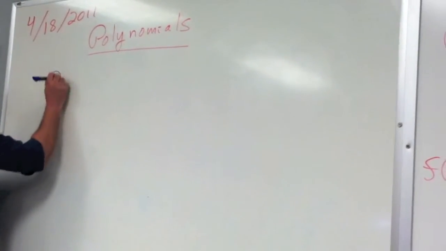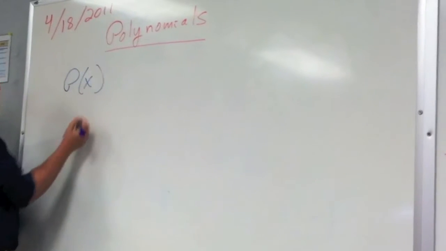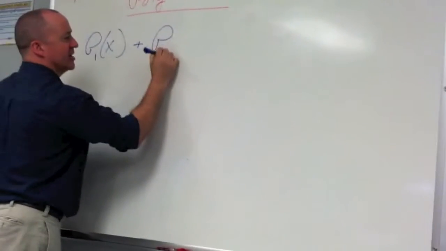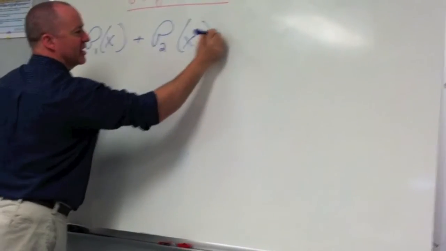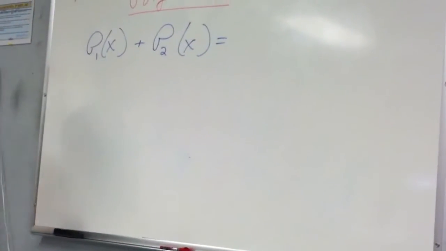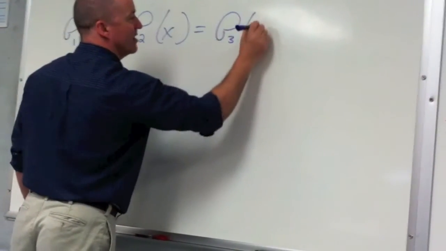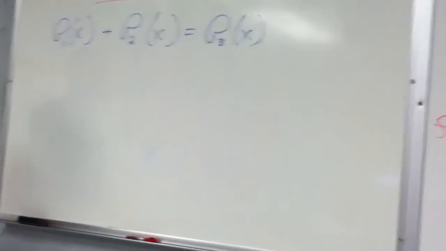I'm going to use p of x to mean polynomial. Okay? If I have one polynomial plus another polynomial, I will get a polynomial. If you add polynomials, you still get a polynomial.